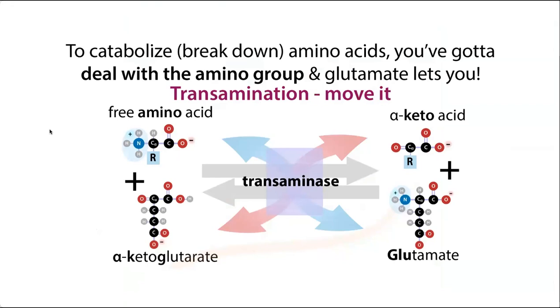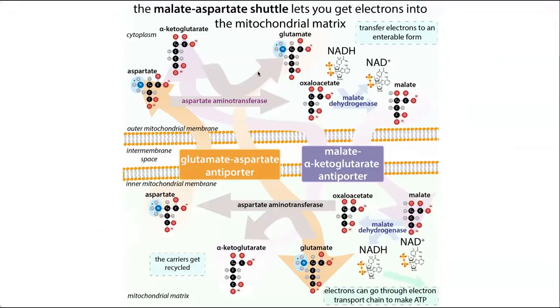We'll see this when we talk about amino acid metabolism, but basically you can transfer the amino group from a free amino acid onto alpha ketoglutarate to give you glutamate, as well as an alpha keto acid. So we can take this aspartate amino transferase, and transfer an amino group from aspartate onto alpha ketoglutarate to give us glutamate and oxaloacetate. We can take that oxaloacetate and reduce it to form malate using malate dehydrogenase. Malate can go through the inner membrane. Oxaloacetate couldn't, but malate can.